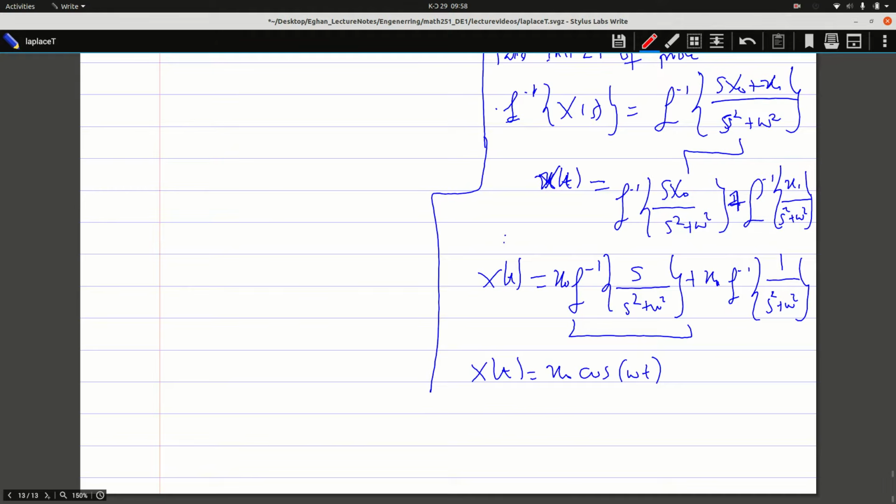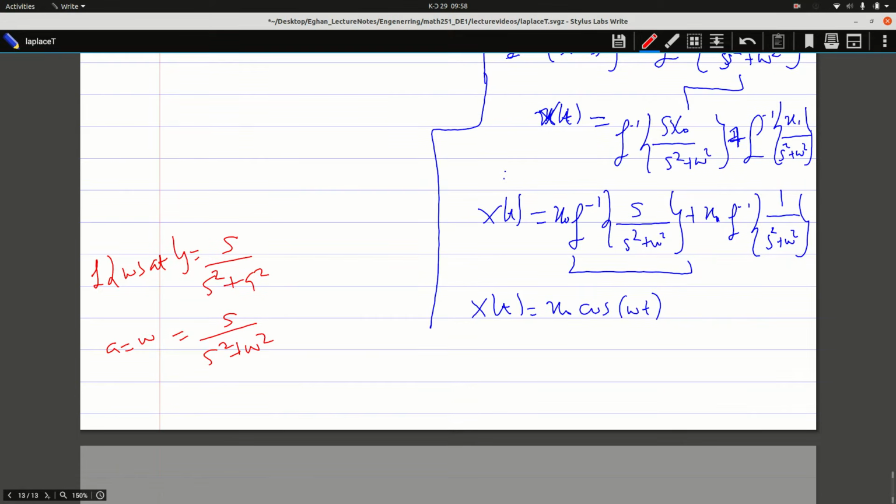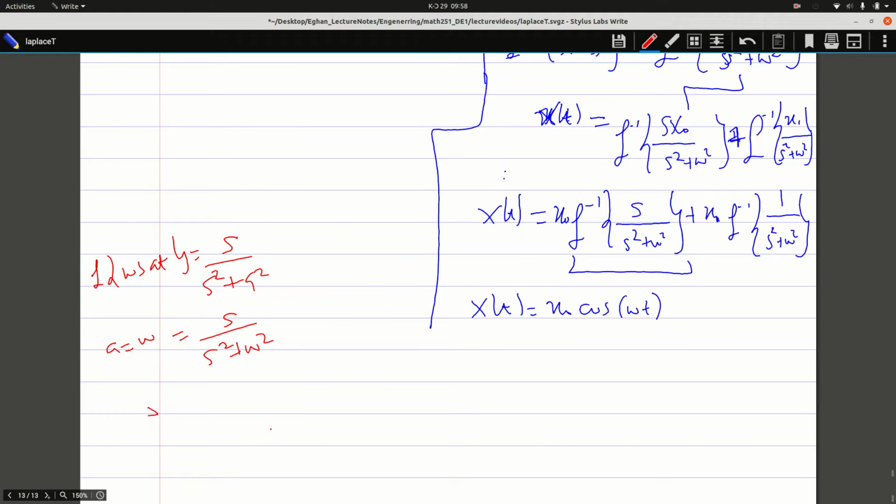From the Laplace table, Laplace of cos at is equal to s over s squared plus a squared. So when my a is equal to omega, I get s over s squared plus omega squared. That is Laplace of cos omega t. And what will be the other term? We would wish it to be sine at, because Laplace of sine at is equal to a over s squared plus a squared. Note the difference.